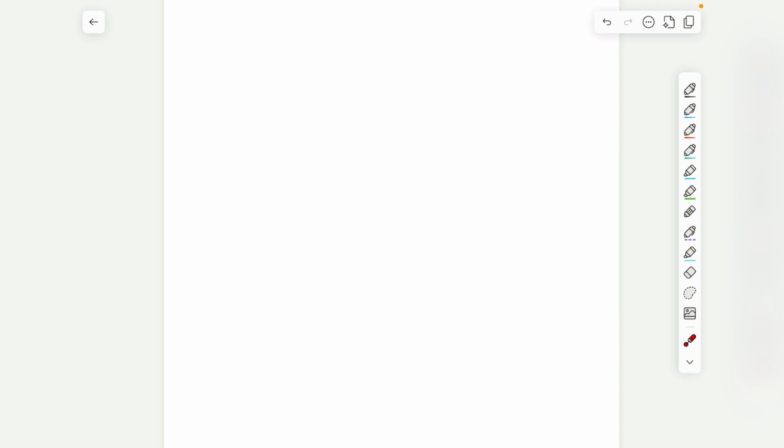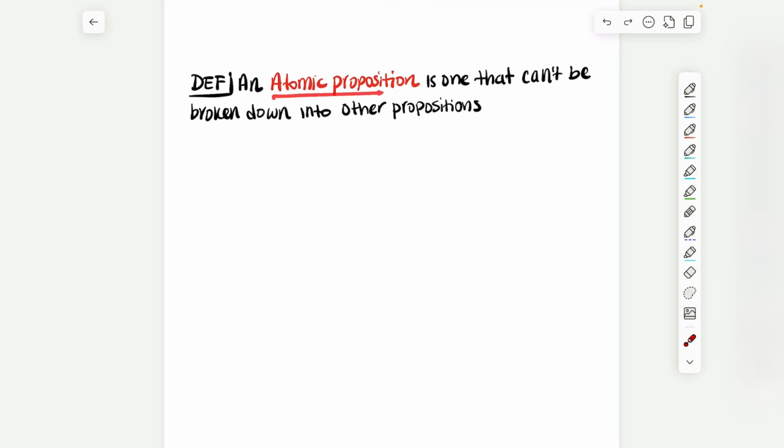All of the propositions that we have seen so far have been atomic propositions. So think of atomic, atom, as small. So these propositions have been as small as they can be. An atomic proposition is one that can't be broken down into other propositions, or in other words, smaller propositions.